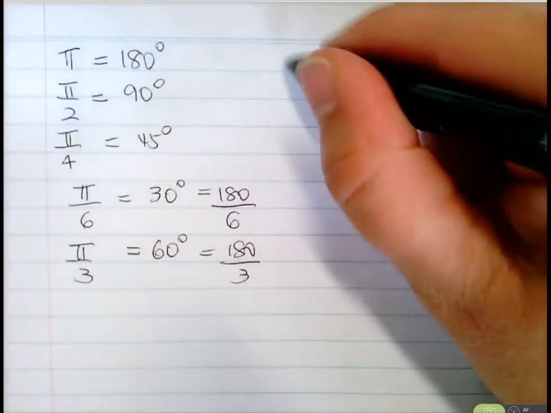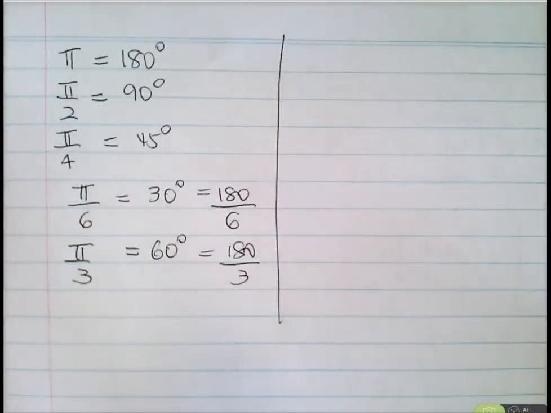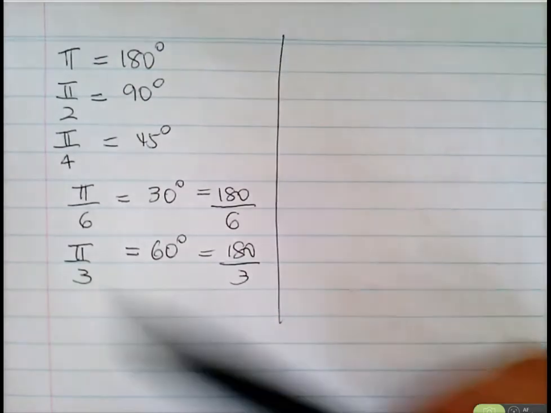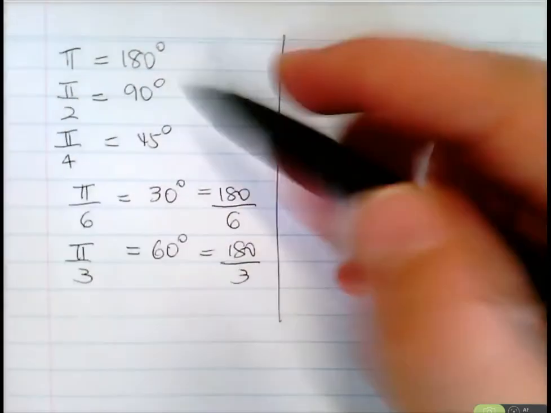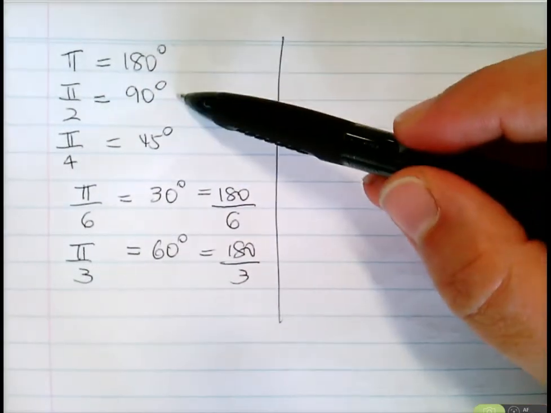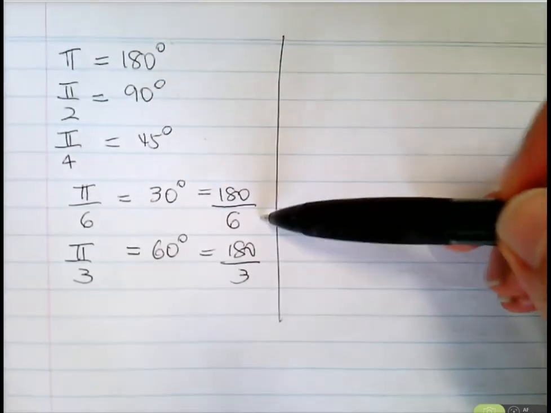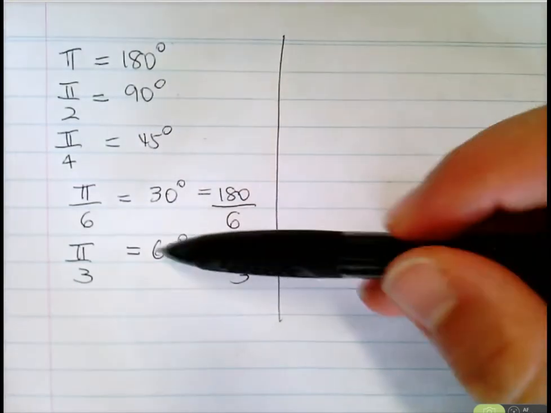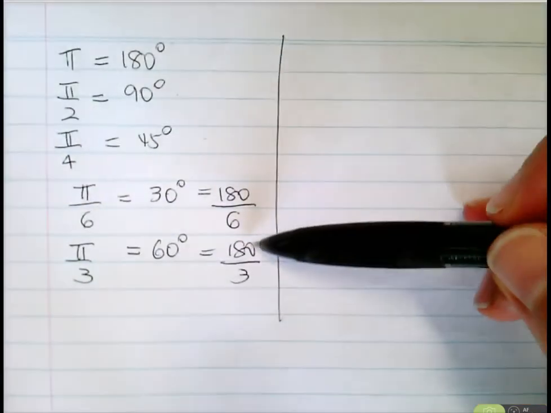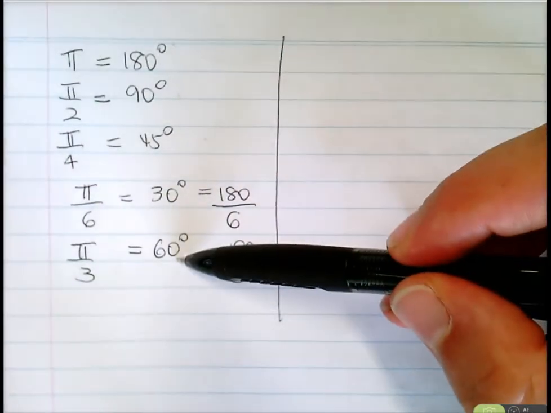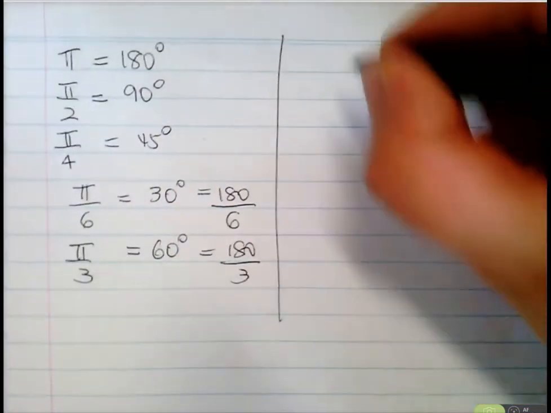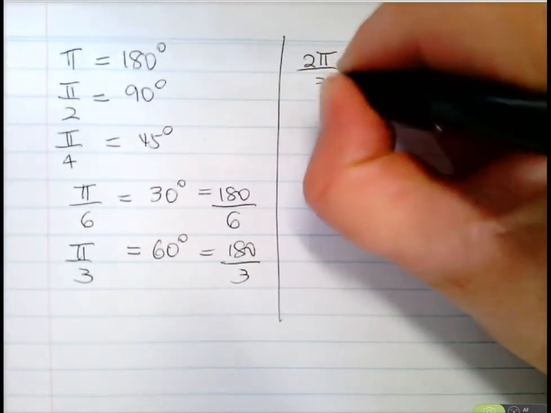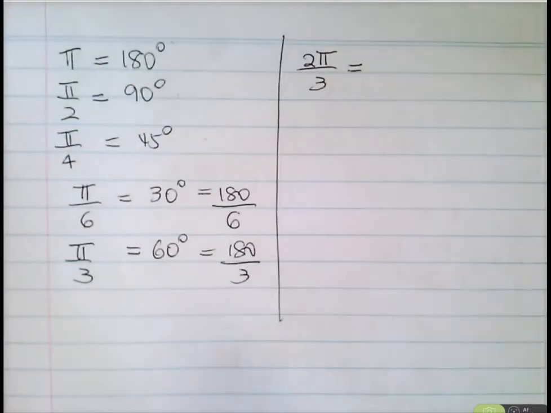I'm actually going to do some more. We're just going to keep playing around with this. So they're the ones you need to know. Pi on 2, pi on 4, pi on 6 is 180 on 6, it's 30. And pi on 3 is the same as 180 on 3, which is 60. Now, if I ask you for 2 pi on 3, this is how I do it.